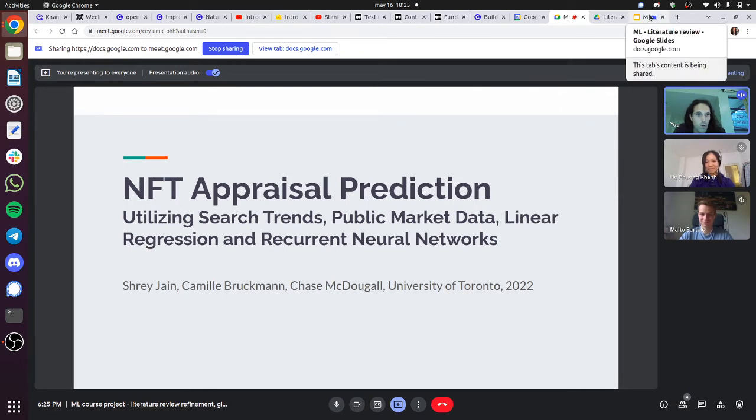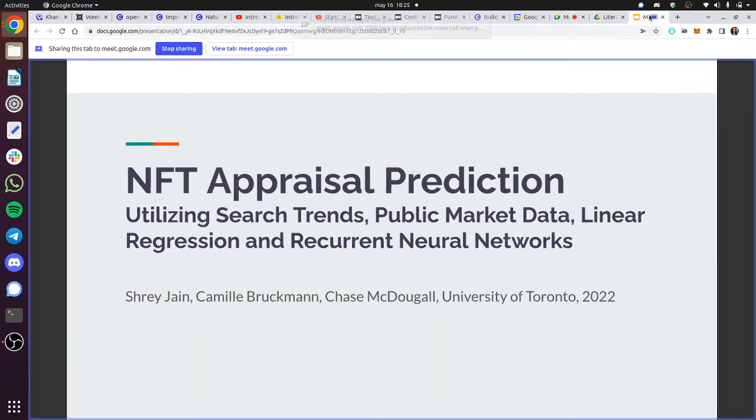So we will go through NFT appraisal prediction. It's another paper talking about predicting NFT prices. It utilizes search trends, public market data, linear regression, and recurrent neural network as different data sources.